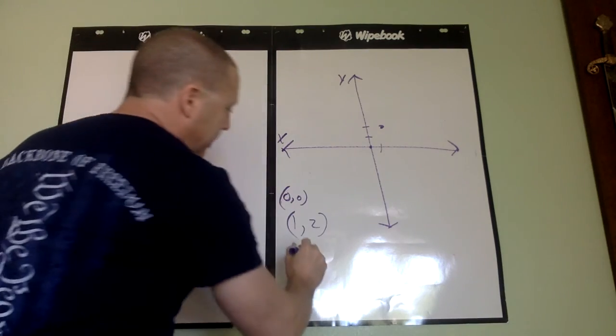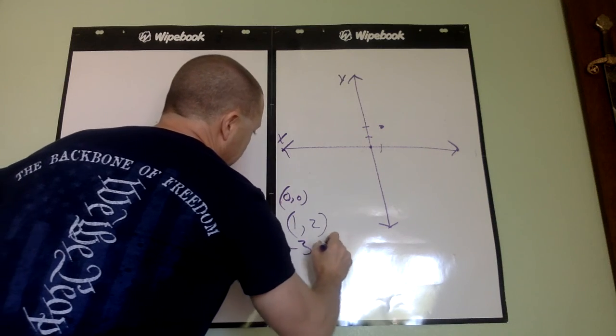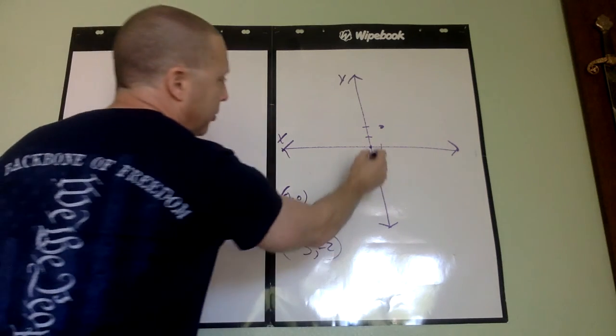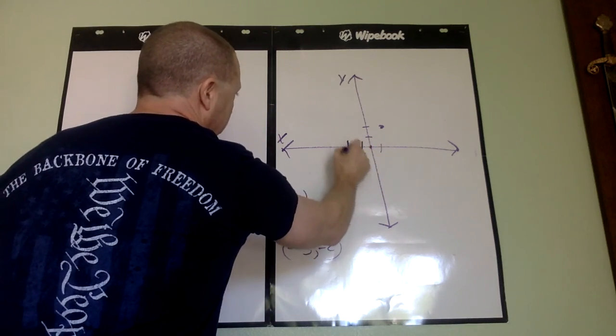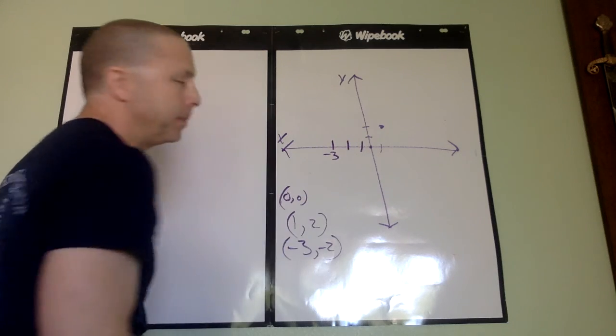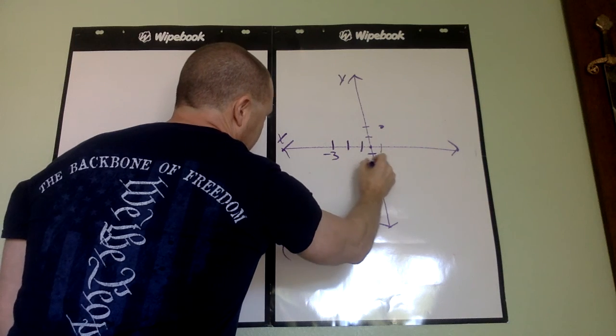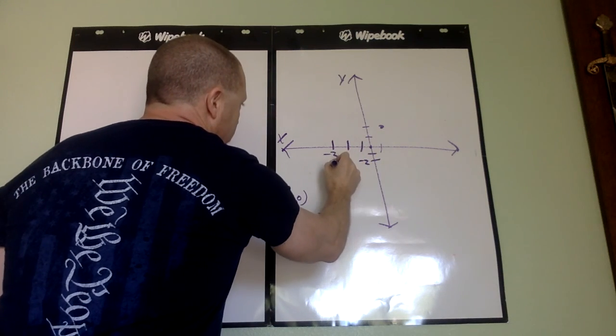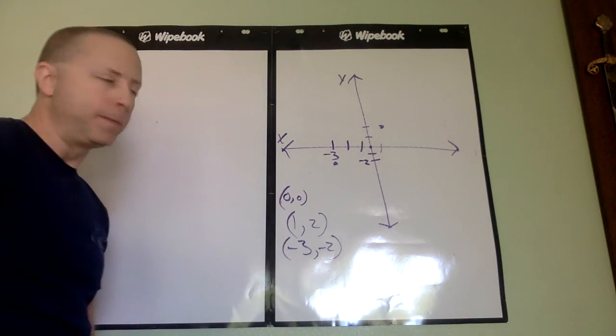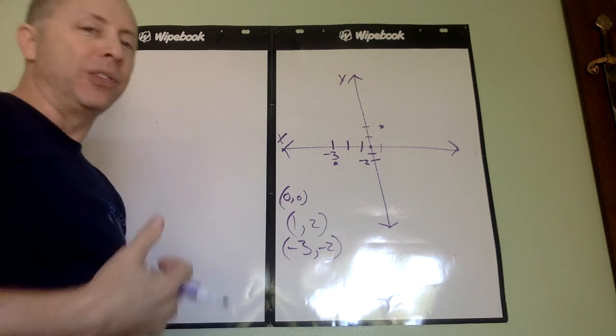If I'm going to do something like -3, -2, that goes -1, -2, -3. Okay? And then I have to go down -1, -2. And that would meet right about there. Okay? So this is your basic x, y coordinate.